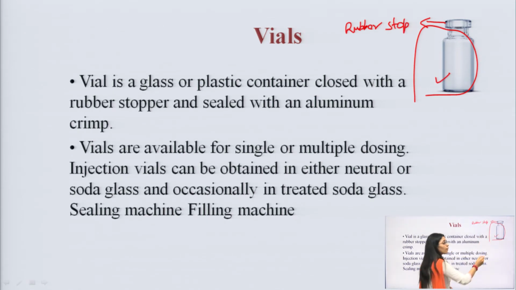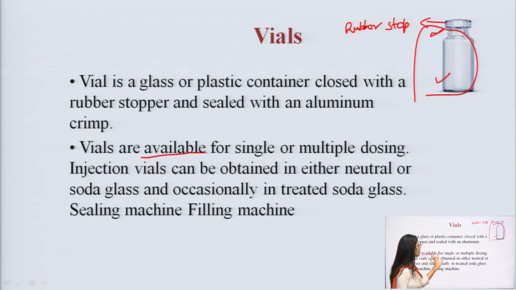This material is made up of a glass or plastic container. Okay. We have an aluminum crimp also, which holds the rubber and the glass. So this is what basically a vial is. This is how it looks. You have also seen it for hospital purposes, right. A vial is a glass or a plastic container, as I told you.